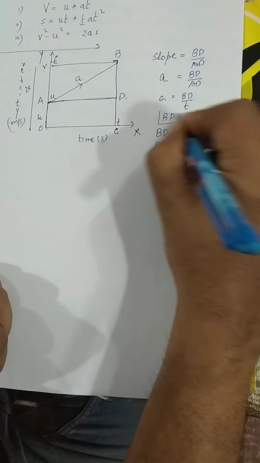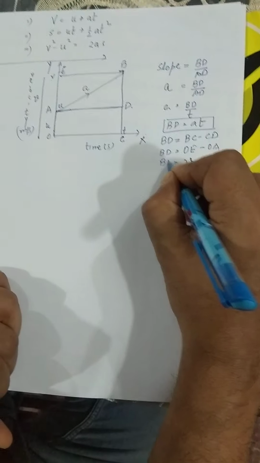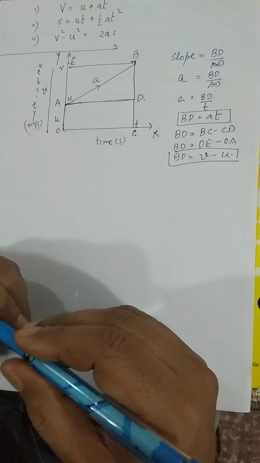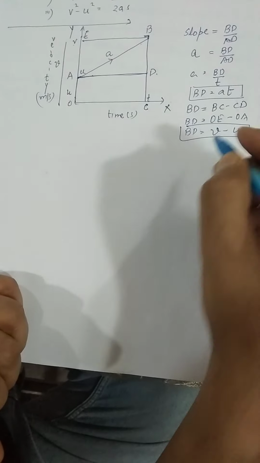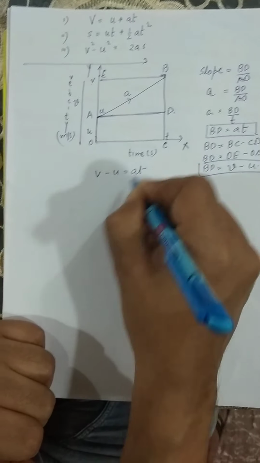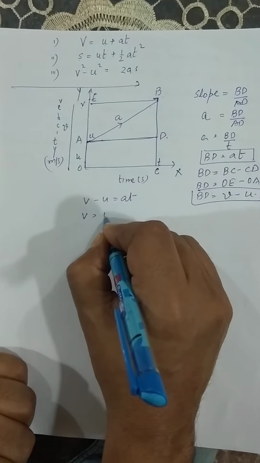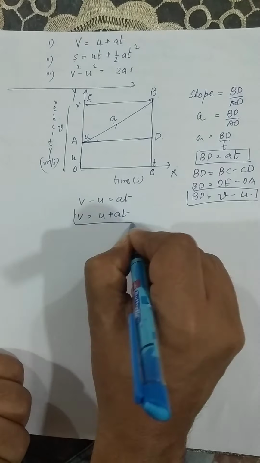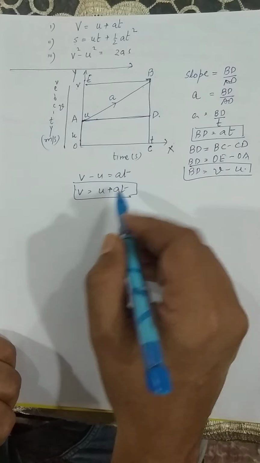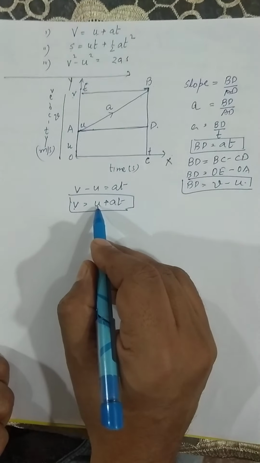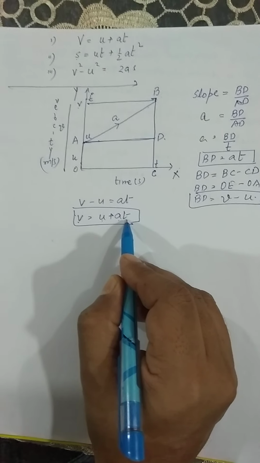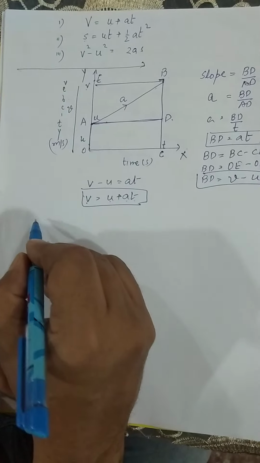So there are two values of BD. One is BD is equal to at and the other is BD is equal to v minus u. Compare the two values of BD. v minus u is equal to at, or taking u to that side, v is equal to u plus at. This is the first equation of motion. Proof of the first equation of motion, where v is final velocity, u is initial velocity, a is acceleration, and t is time. So this is the proof of the first equation of motion.